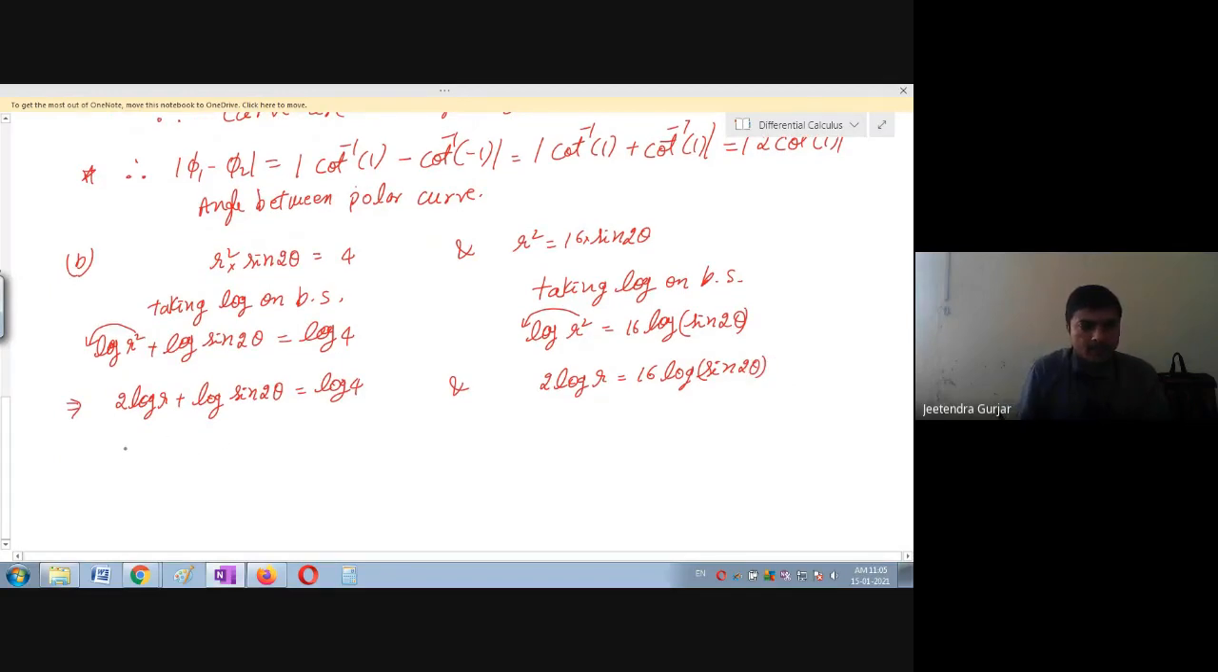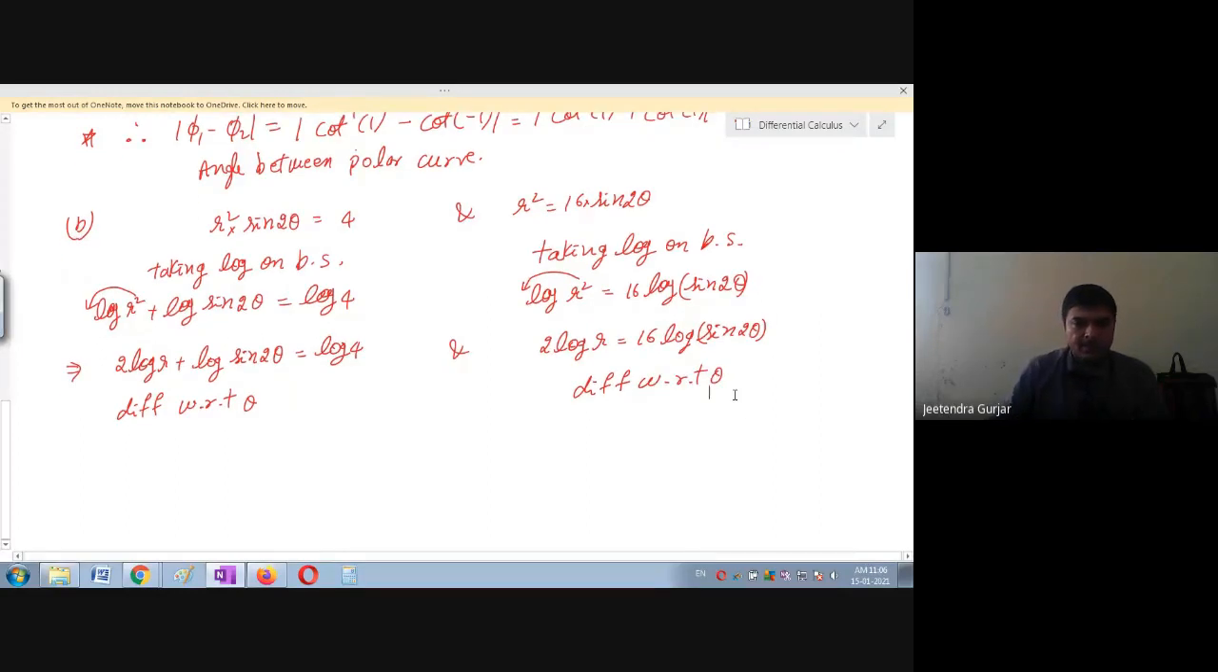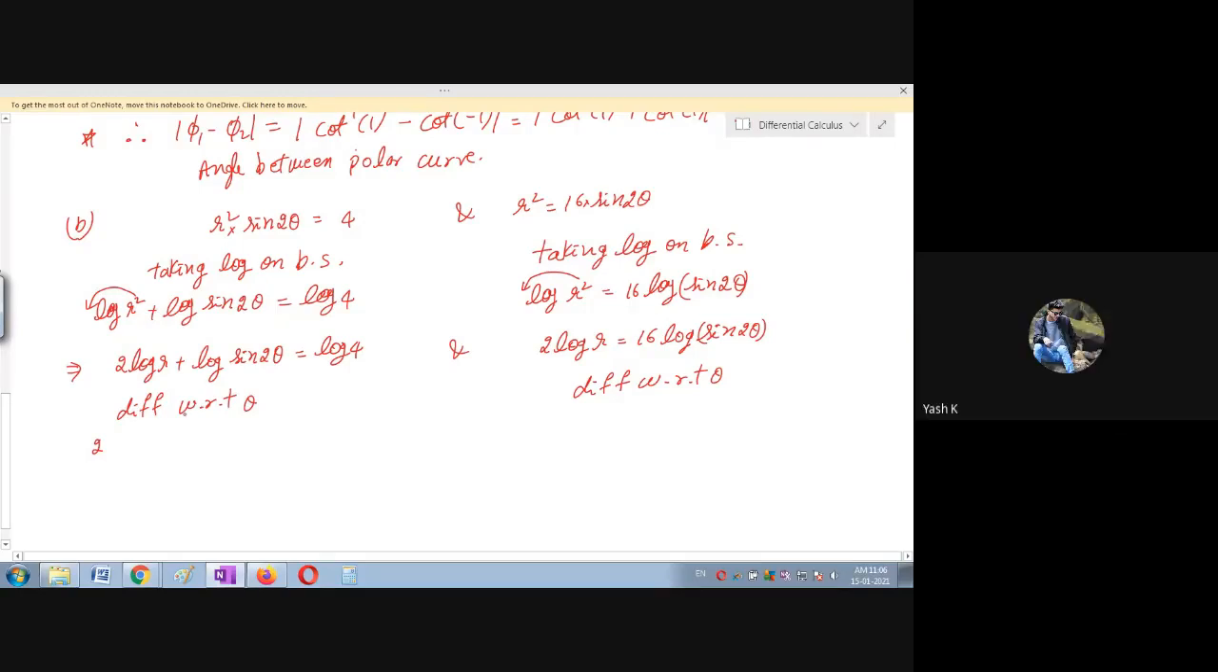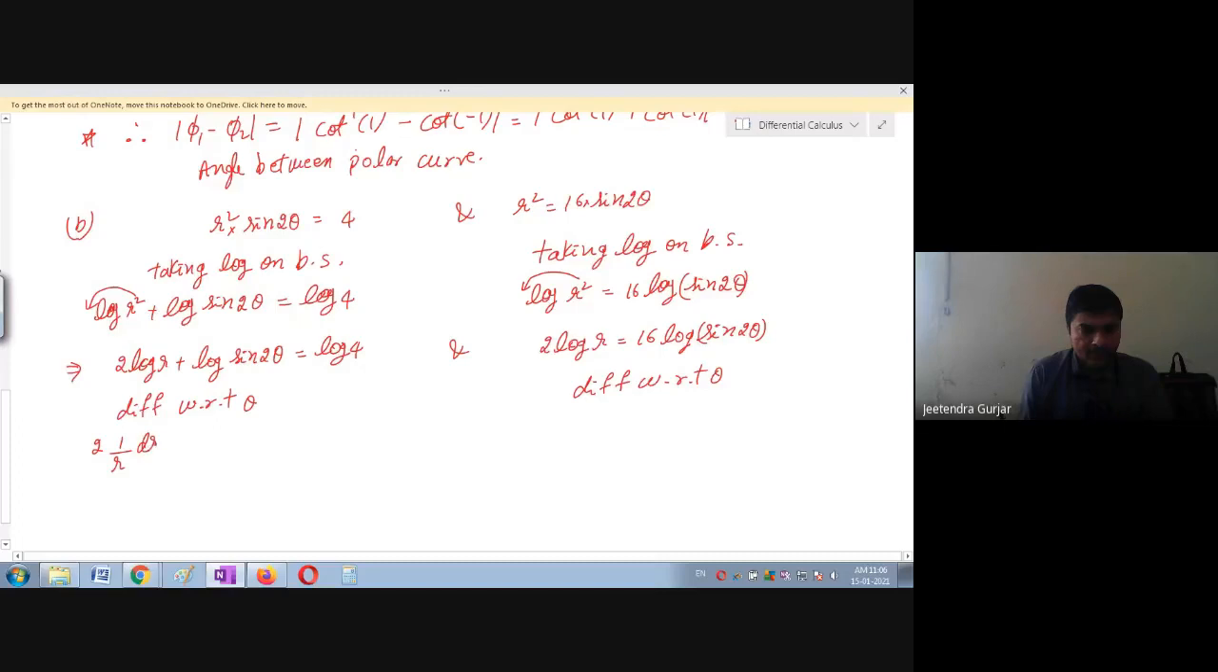Now we are going to use differentiation with respect to theta. Similarly, here also, students, you can do it very easily. You are now perfect in differentiation, I think. You can tell me the answer now. 2 is constant, so I will write 2 outside. What is differentiation of log r? You have to write 1 upon r dr upon d theta. Very well. Plus.